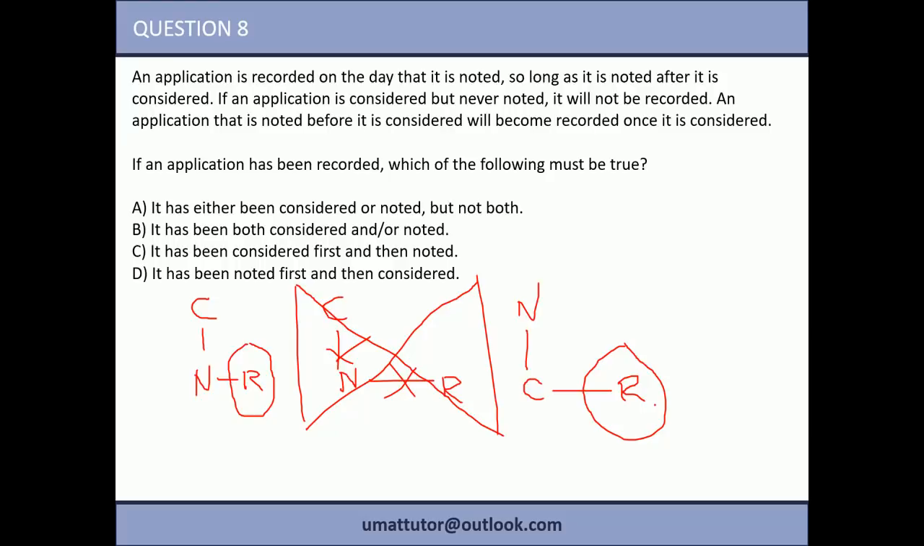With option C, it has been considered first and then noted. Well, no, because you can see in this situation here on the right, it can be noted and then considered. And with option D, it has been noted first and then considered again. That is incorrect because the first situation shows the opposite order. It shows being considered and then noted. So for those reasons, I would say that the answer would be B.